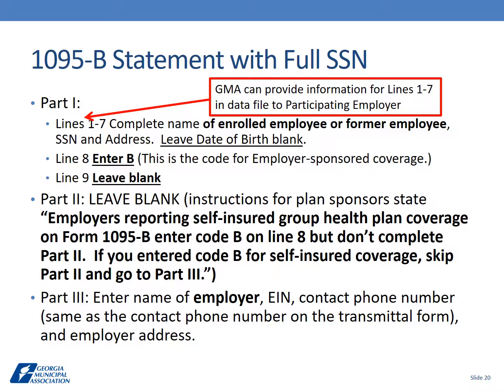In Part 3, enter the name of the employer, the EIN, the contact phone number, which will be the same as the contact phone number on the transmittal form, and the employer address.